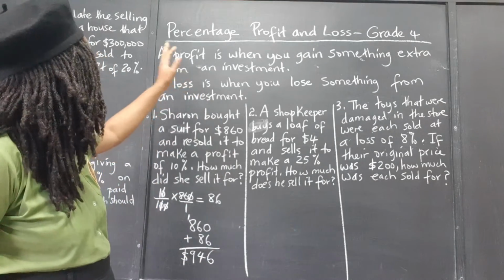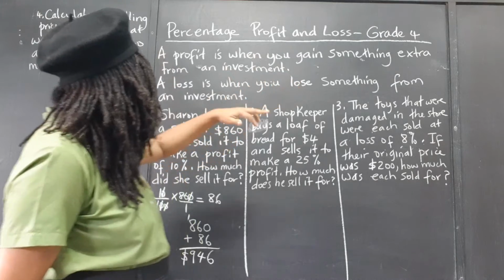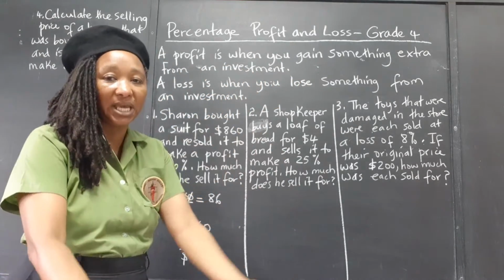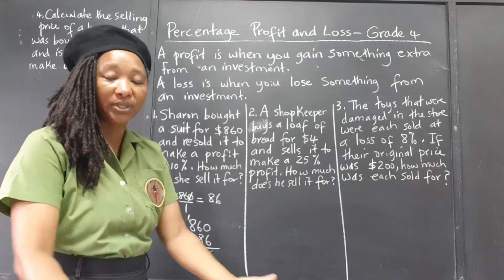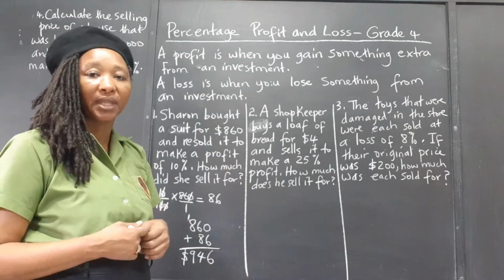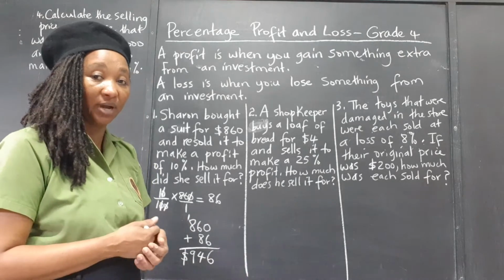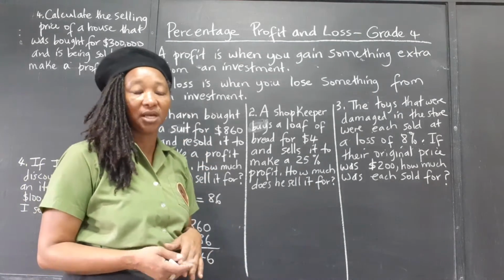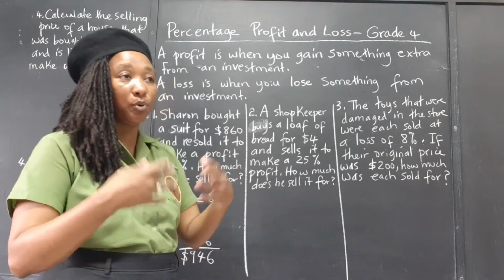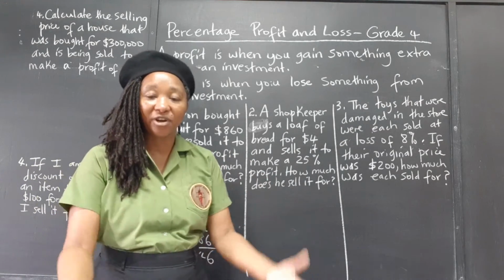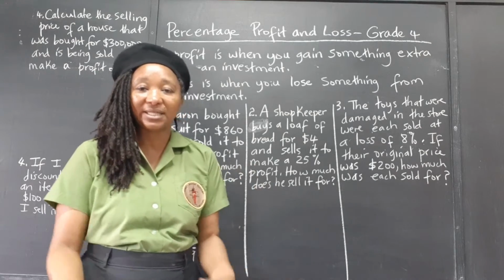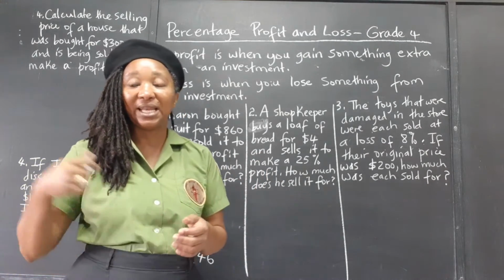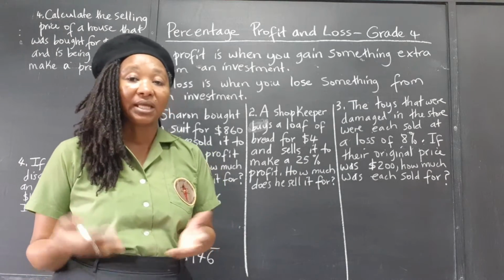Remember, it says a profit is when you gain something extra from an investment. An investment is what you put into something. The money you put in, the effort you put in, the skills that you put in, right? And a loss is when you lose something from an investment. So if you make an investment, if you put money, effort, your skills and your time into something, and you end up getting less than what you put in, that's a loss.